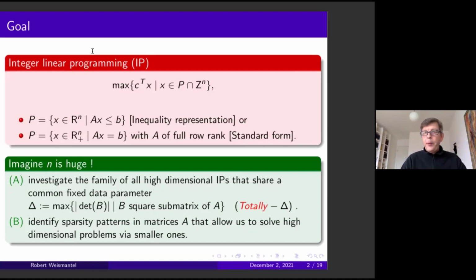The second type of problem is very orthogonal, and I will very briefly comment on this in the next couple of slides. This is to identify sparsity patterns in a matrix A that allow us to solve high-dimensional problems via smaller ones. These are the two types of topics that I would like to present today and give you an impression why this is maybe in certain parts exciting. Is that so far clear? These two topics, A and B, at first glance look very different, but they do have something in common when we imagine that the dimension is huge.